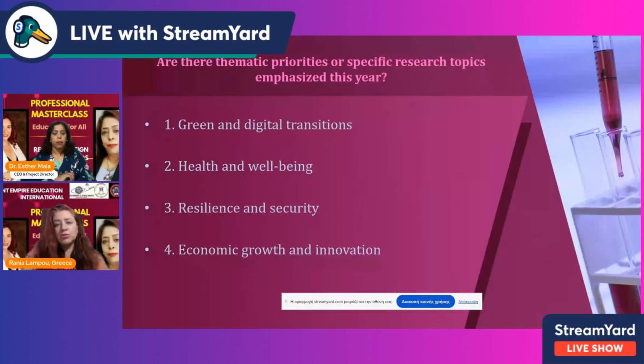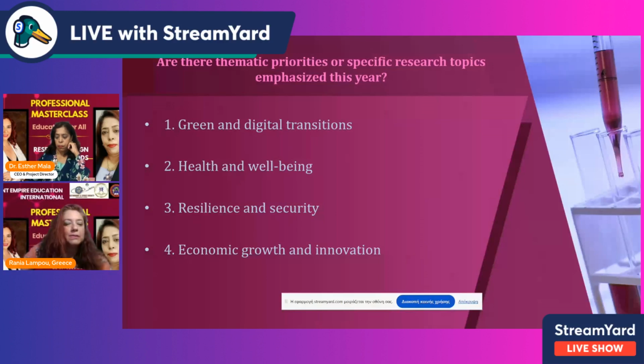Thematic priorities or specific research topics which are emphasized, for example, in 2025 or 2024, the previous year. So first, we have seen that the research topics which are more trendy nowadays have to do with the green and digital transition, so climate action, clean energy transition, digital transformation. The second one was related with health and well-being, so for example, cancer research, and all these initiatives to improve prevention, mental health, the aging population.